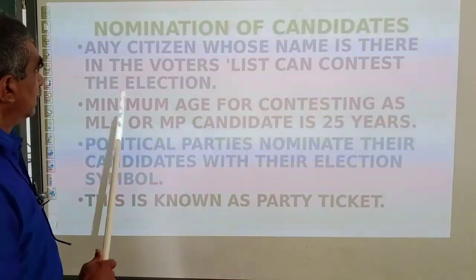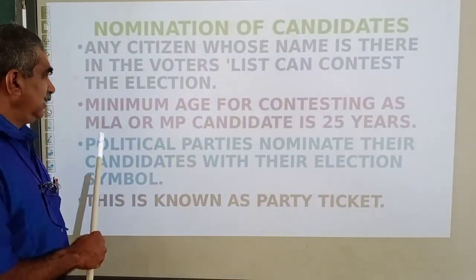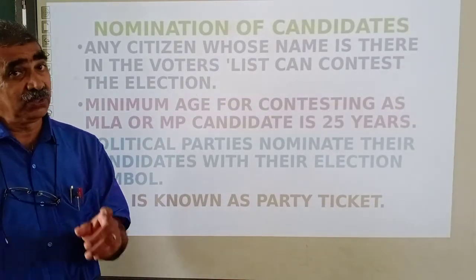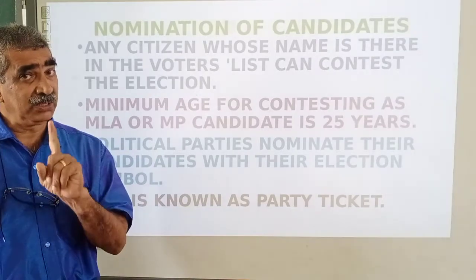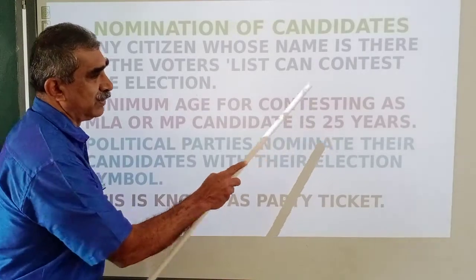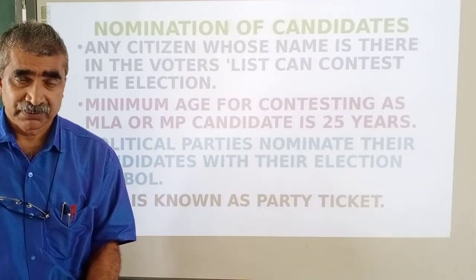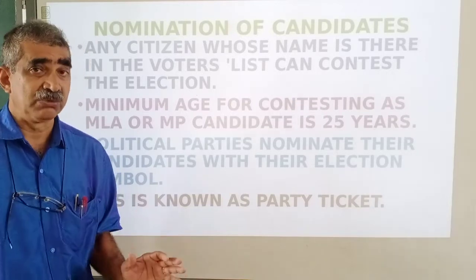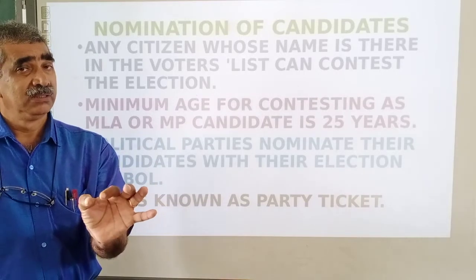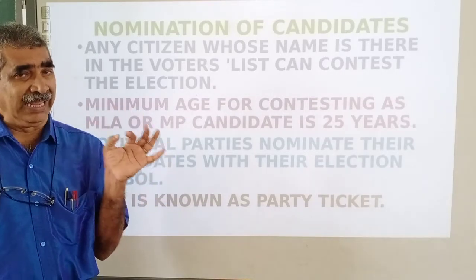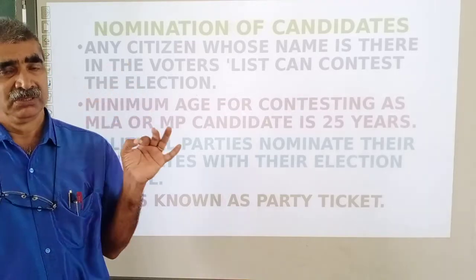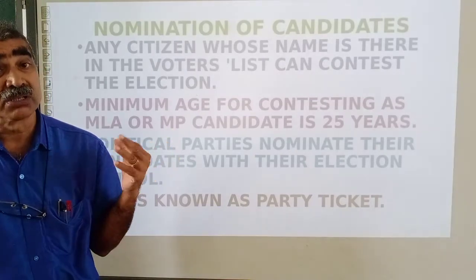Okay. The minimum age for contesting as an MP or MLA candidate is 25 years. For voting, the minimum age is 18, but to contest as a candidate, you should have crossed 25 years. Whether it is the MLA post in the assembly or the MP post, it is 25. The minimum age to be Prime Minister of India is also 25. Anybody who is elected as an MP is eligible to be Prime Minister. The only thing is that a majority of MPs should support him.